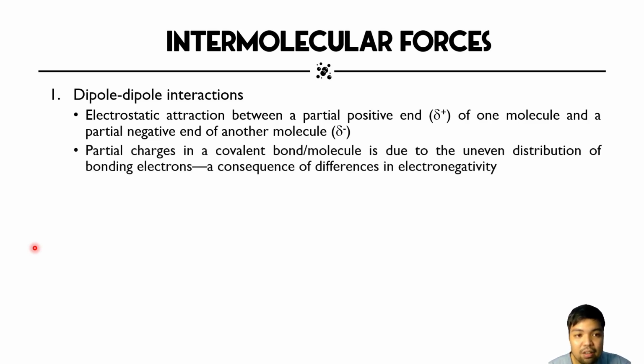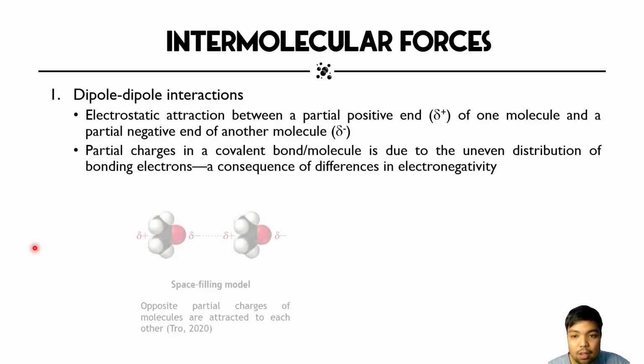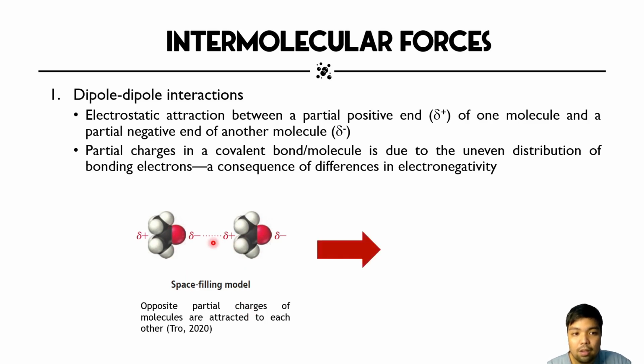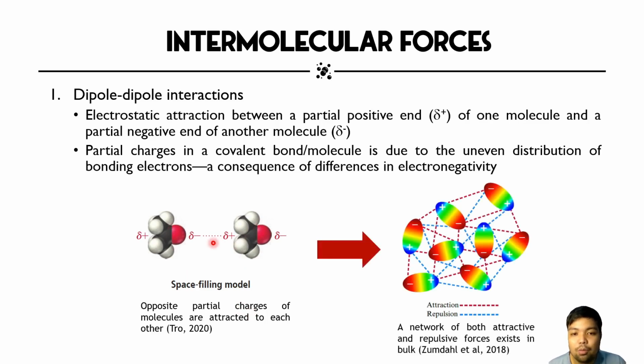Now these partial charges that we see here in a molecule are the ones that exert electrostatic attraction with each other. So if we have this molecule here, this has a partial negative charge and this one has a partial positive charge, they will exert electrostatic attraction with each other to give you this complex network of dipole-dipole interactions, wherein there is a combination of both attractive and repulsive forces.